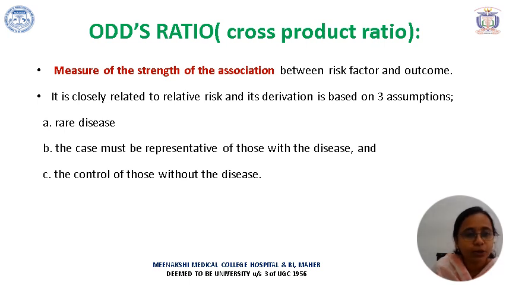We calculate the odds ratio when the disease is rare, the cases must be representative of those with the disease, and the controls should be similar to the cases but without the disease.